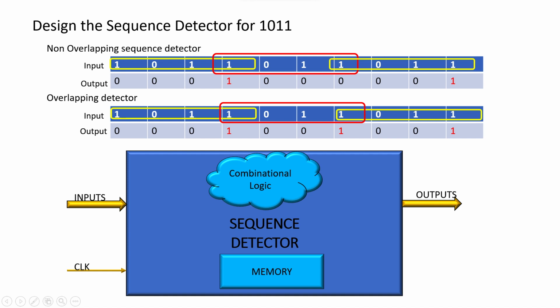A sequence detector is a sequential circuit that takes an input string of bits and generates an output 1 whenever a specific pattern is detected. As shown in the diagram, a sequential circuit has combinational logic and memory to store the present state. We have clock, reset and inputs to the sequential circuit, which decide the output.